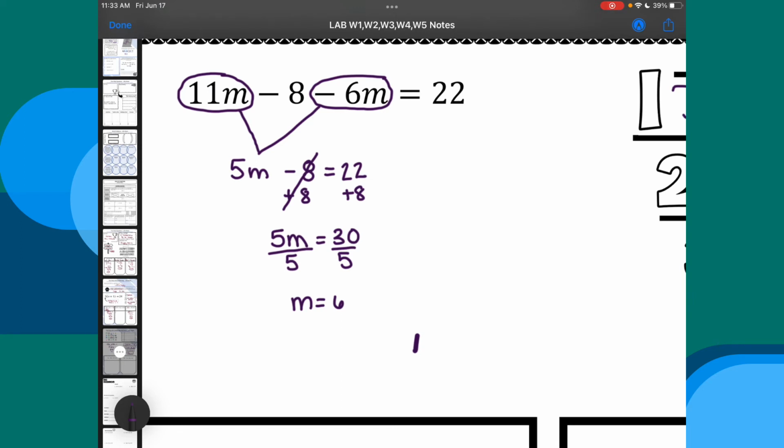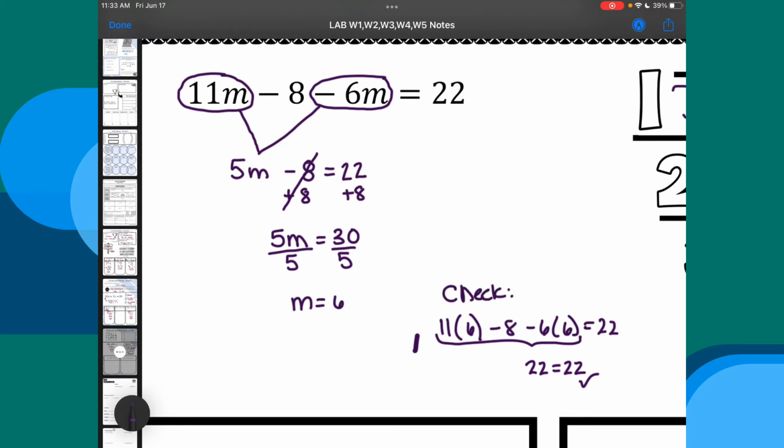Here you would have to plug it in 2 times. 11m minus 8 minus 6m is equal to 22. We could figure out what this is in our calculator, and we're asking, does it equal 22? It does, so our answer is correct. I encourage you to always check your answers by plugging them back into your calculator.